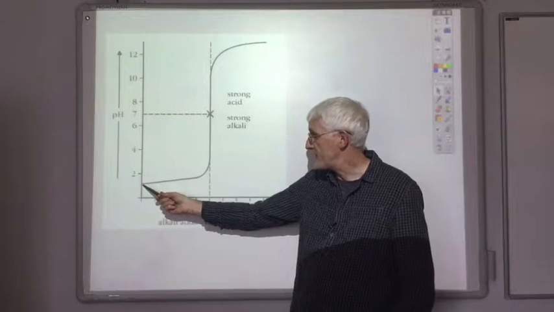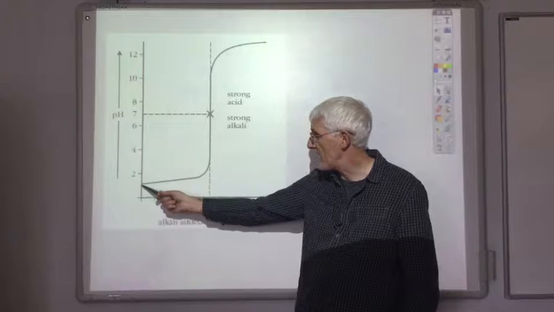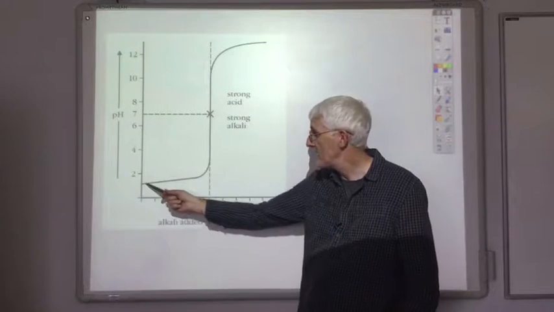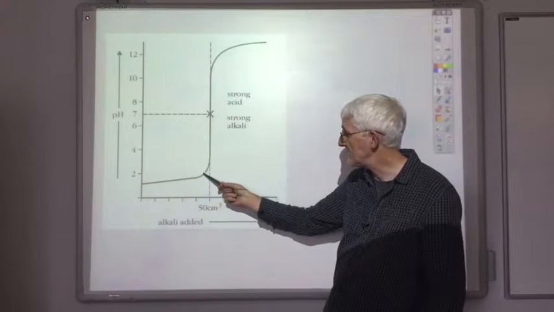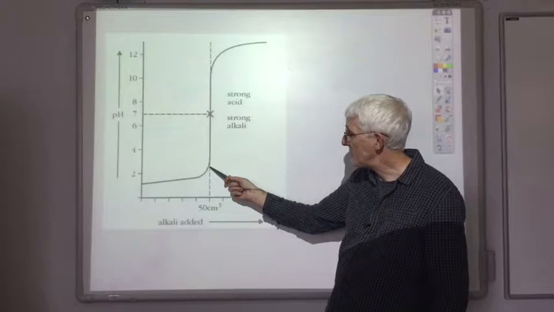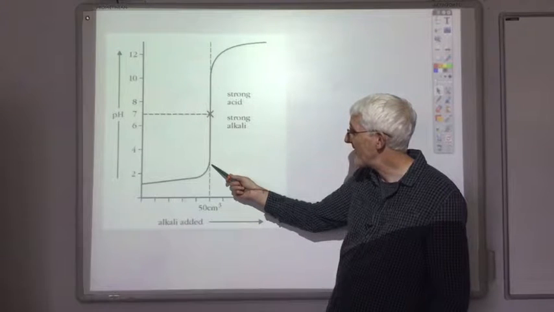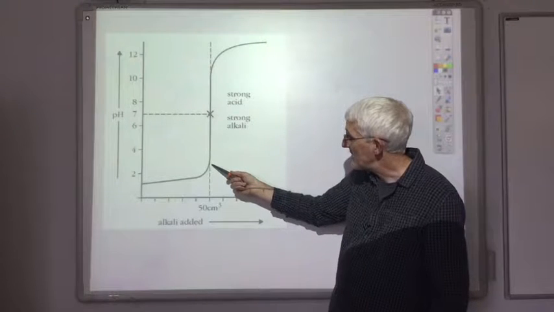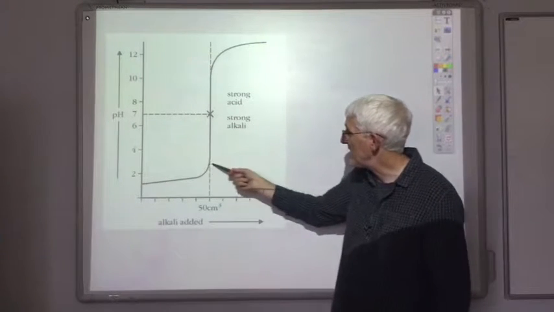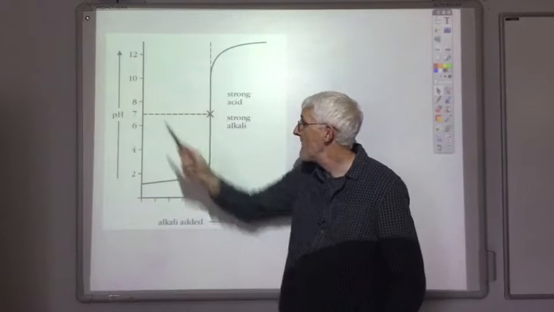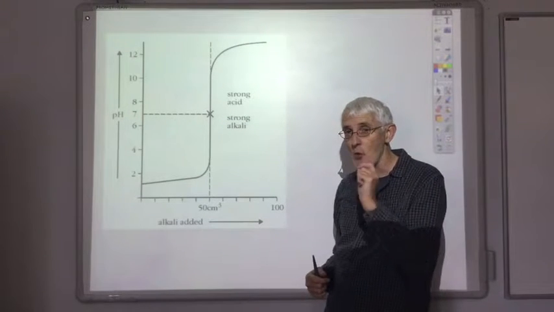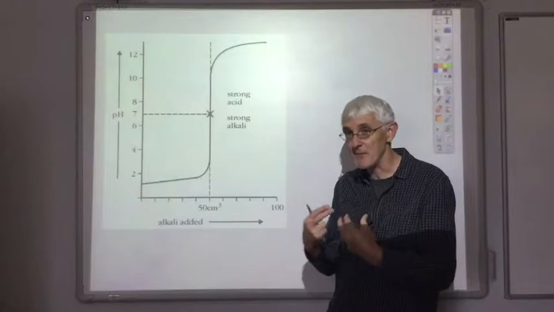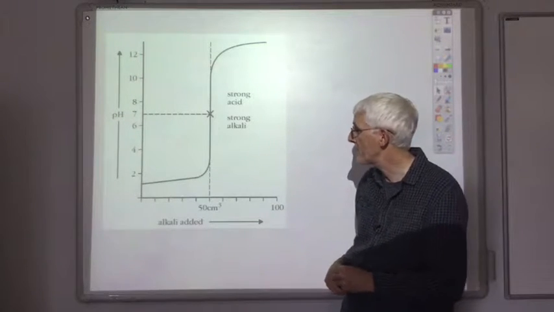So we start off with just pure acid. We haven't added any alkali. Our pH is about 1. As we add the alkali from the burette, the pH gradually increases. And then as we get near the end point, we get this very rapid increase in pH. Now, the change here from a pH of about 3 to a pH of about 11 happens with the addition of just 1 drop of sodium hydroxide from the burette, the smallest increment we can possibly do using the burette.